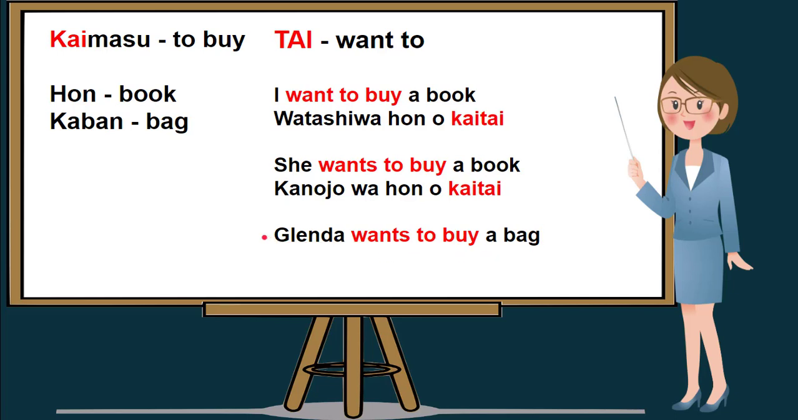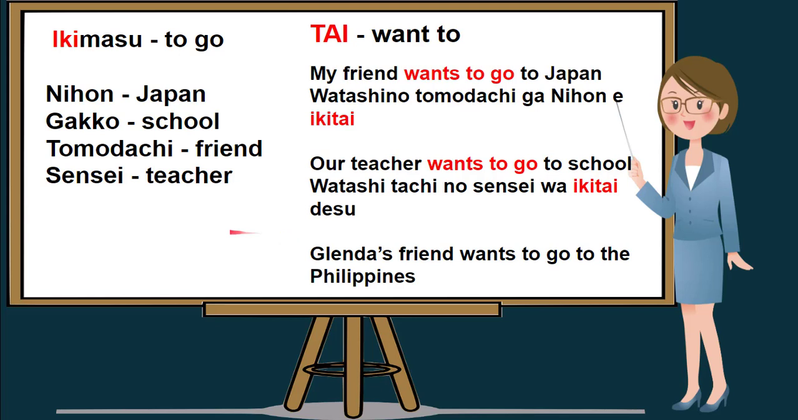So Glenda wants to buy a bag in Nihongo will be Glenda-san wa kaban o ikitai. In my next example, we will be using ikimasu, or to go, and if we use the tai form, we will only be changing masu to tai. So this will become ikitai, and this will mean want to, or want to go.